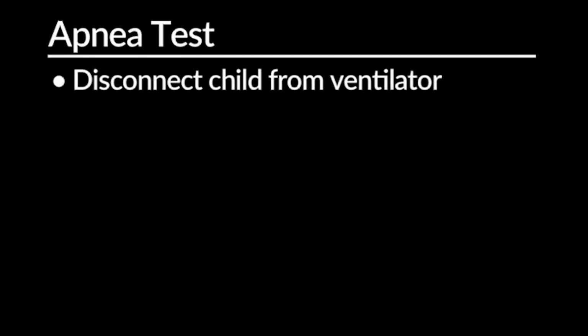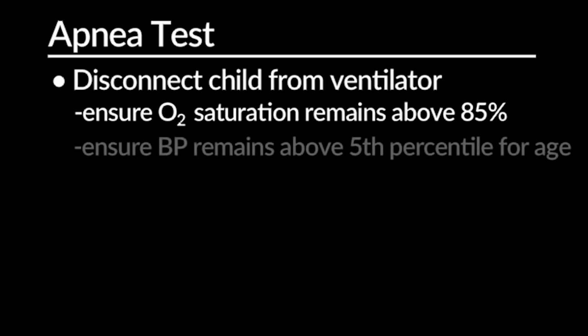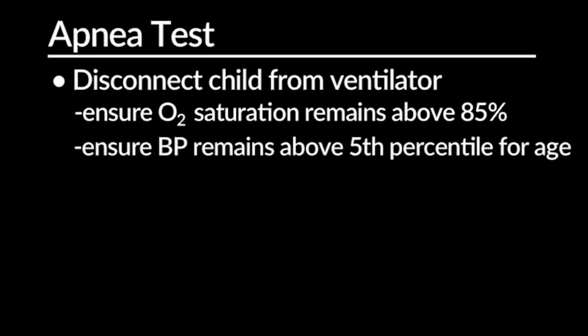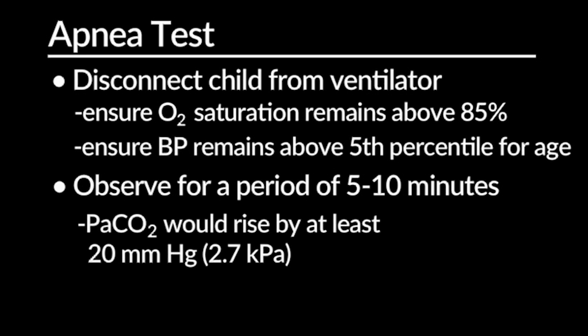When we disconnect the child, we're then going to make sure that the oxygen saturation stays above 85% and that the blood pressure stays above the 5th percentile for age. And in this child, we'll take it to be 75 millimeters of mercury. And we need to observe the child for a period of 5 to 10 minutes. And during that time, we would hope that the carbon dioxide would rise by at least 20 millimeters of mercury.